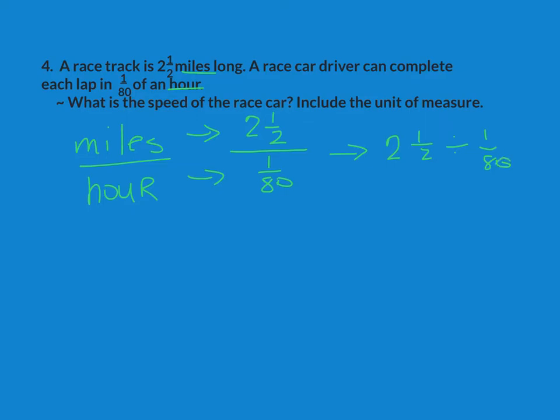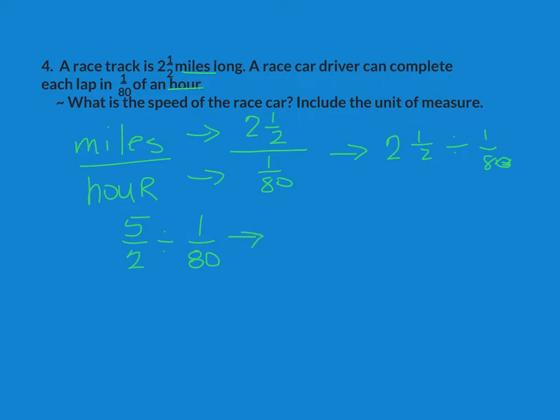I'm going to rewrite that. I want my 2.5 to be an improper fraction as opposed to a mixed number. So 2 times 2 is 4, plus 1 is 5 halves, divided by 1/80th.